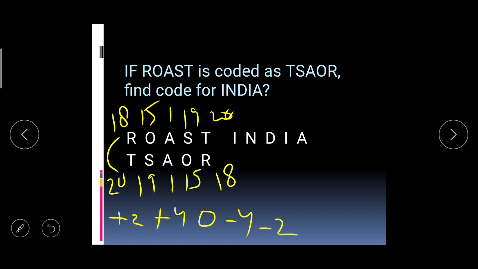Right? So, our pattern is what? Plus 2, plus 4, 0, minus 4, minus 2. Right? If there is a pattern which is increasing, decreasing, you need to understand such a pattern. Okay? So, let's apply the same for India.